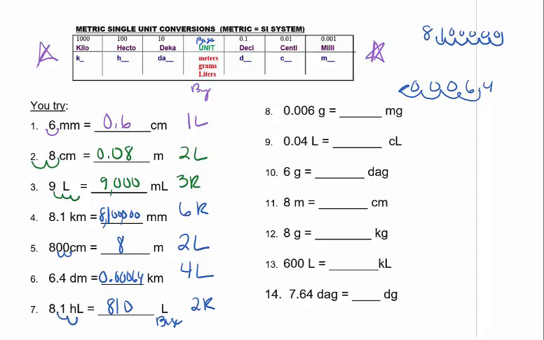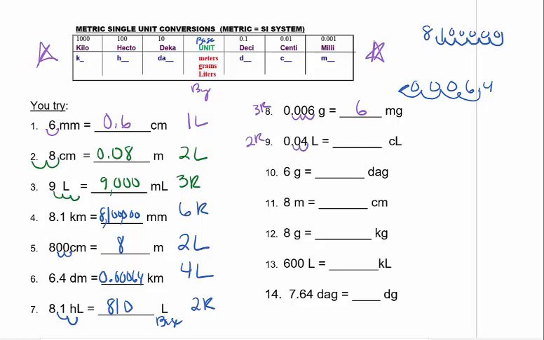Going to the right side here, column number 8, grams to micrograms, I'm going 3 units to the right. So I'm going to move it 3 units to the right, and that's going to give me 6 grams. Liters to centiliters is going from the units 2 units to the right.